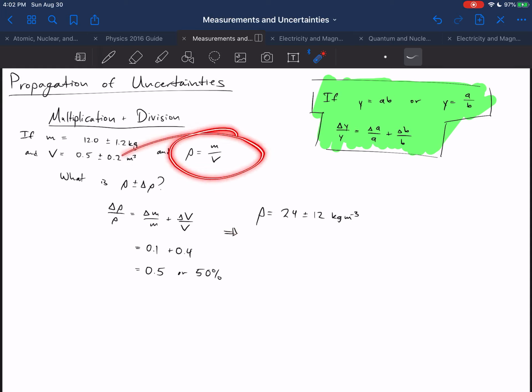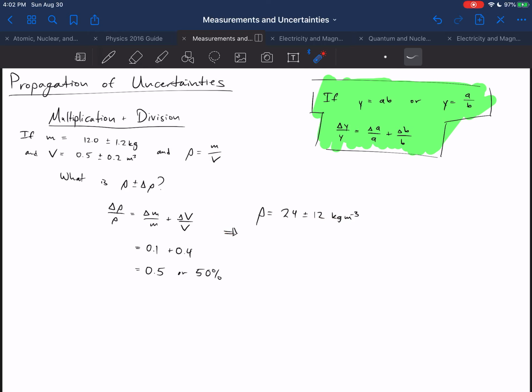Notice this example was done with division, but it would work in exactly the same way for multiplication. Notice as well that you could have converted these to percentages, and usually I do when thinking about it. So instead of a fractional uncertainty of 0.1 or 0.4, mentally I would have said, okay, this is 40%, this value is 10%, therefore the relative uncertainty on the density is going to be 50%. And if you want delta rho, you then need to take 50% of that final value, 24. 24 times 0.5 is 12 kilograms per meter cubed, and that's your measurement of the final density.